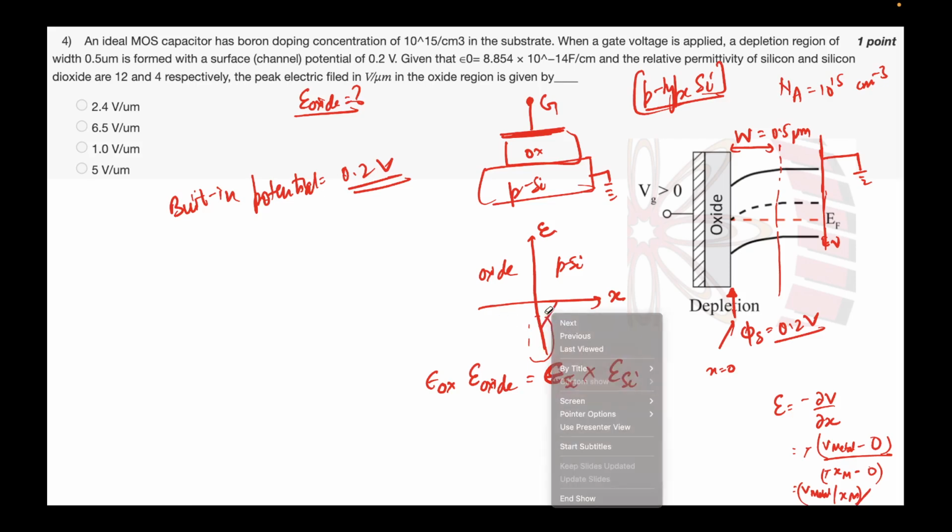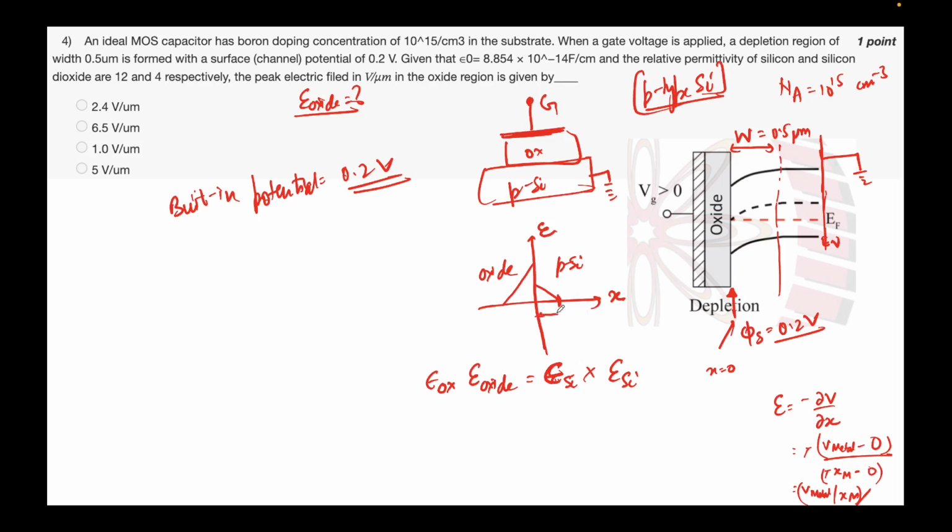This will not be like this. You're correct, the electric field will be positive. Something like this. This discontinuity, I don't know the nature, but it will be something like this. So the electric field has to go down to 0 at this interface.